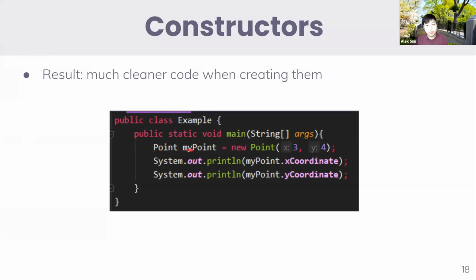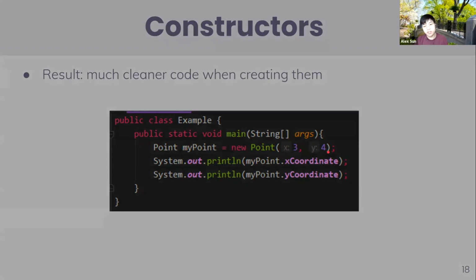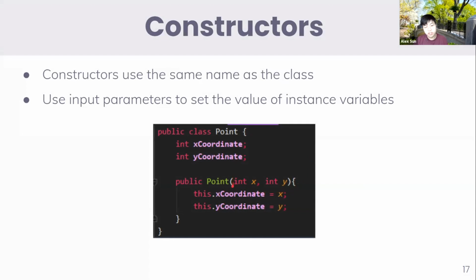So if you look before, we had to set the x coordinate and y coordinate individually. Now we don't. So now we do Point myPoint equals new Point(3, 4). And the reason we can just do that is because if you look at our constructor, it's 2 parameters, int x and y, and it sets the x coordinate, sets the y coordinate.